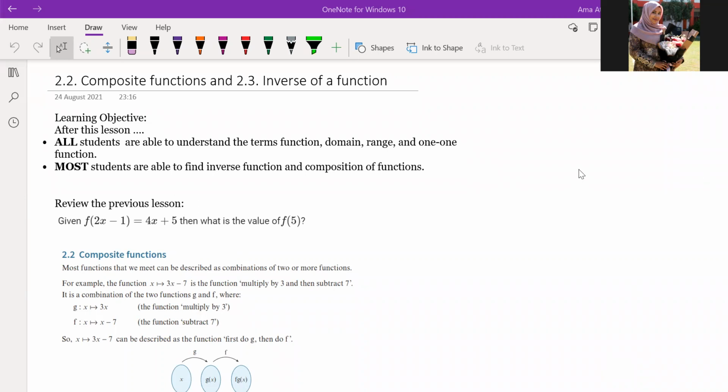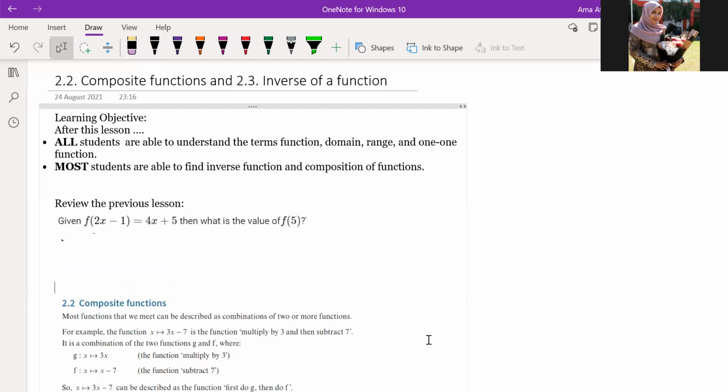Okay, so first of all, let's have the review about the previous lesson. So in the previous lesson we have studied about the domain and the range of functions, but then what if we are going to solve questions regarding functions like this? We are given the function f of 2x minus 1 equals to 4x plus 5. Then what is the value of f of 5?